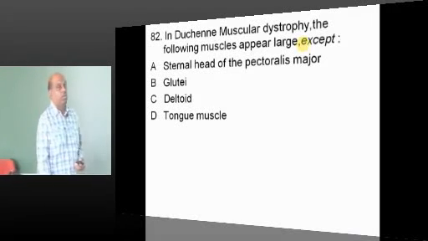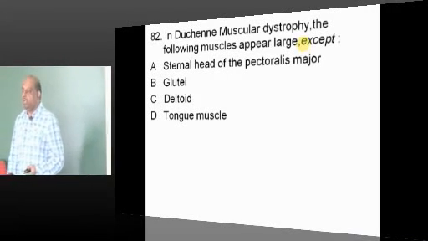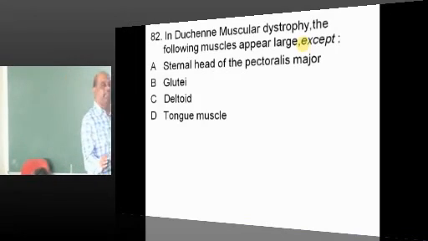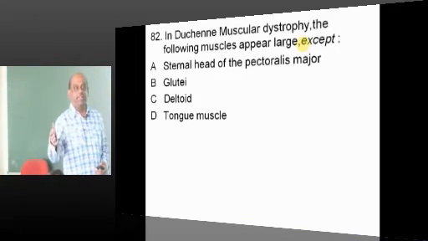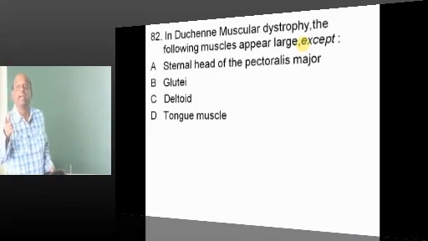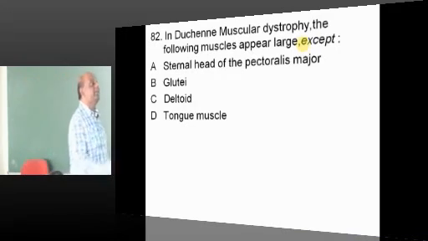Now, Duchenne's muscular dystrophy, what is the exception? Your answer is pure guess and luck. Somebody is saying tongue. Hussein, your authority, what is your answer? Tongue, according to Hussein. Nafis? I have written tongue, sir. Tongue is Nafis's answer.